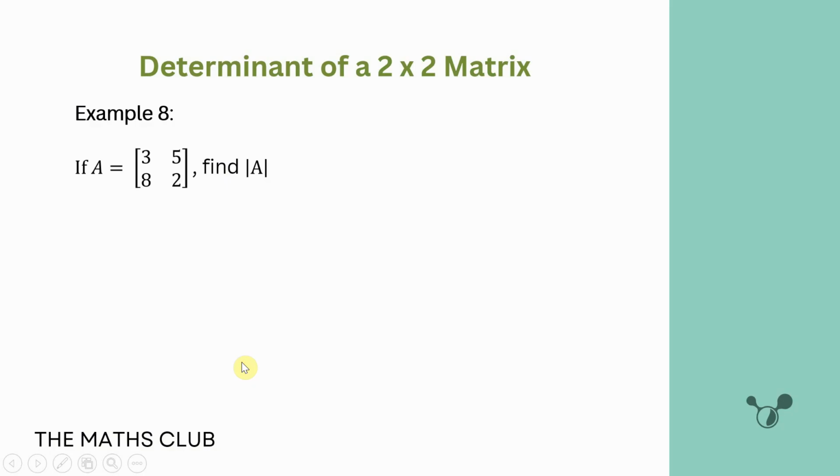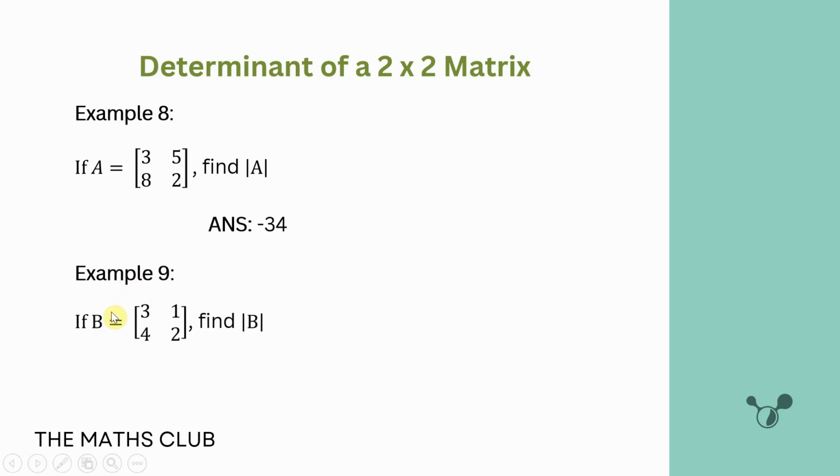Let's solve a real life example. We're told that matrix A is equal to 3, 5, 8, 2. Let's find the determinant of A. I'm not going to solve this. I want you to solve it by yourself. Welcome back. Your answer should be 3 times 2 minus 8 times 5. And 3 times 2 is 6. Minus 8 times 5 is 40. So 6 minus 40, that should give you what? Minus 34. It's a very simple thing.